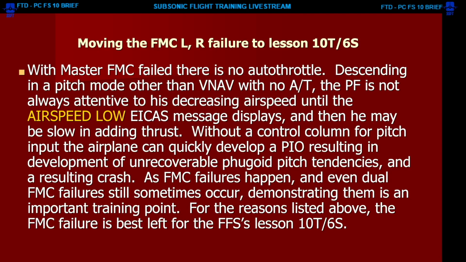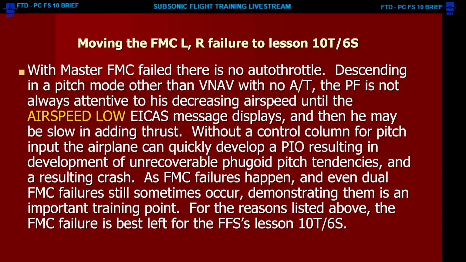as FMC failures happen, and even dual FMC failures still sometimes occur, demonstrating them is an important training point. A lot of times when you get dual FMC failures, those FMCs can be restored by pulling the circuit breakers and resetting them. And that's usually what maintenance is going to have you do. I don't know how often it's happening now, but it used to happen quite a bit in the past. And they would reset by pulling the circuit breaker and then pushing the circuit breaker back in. And a lot of times they would reset at that point.